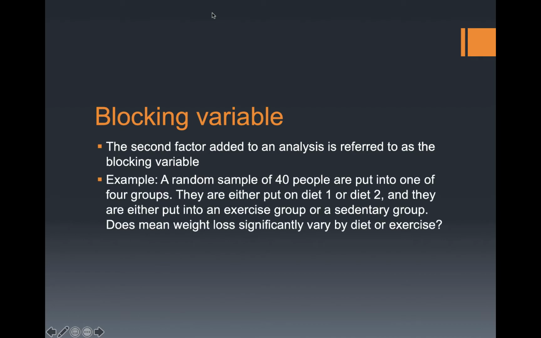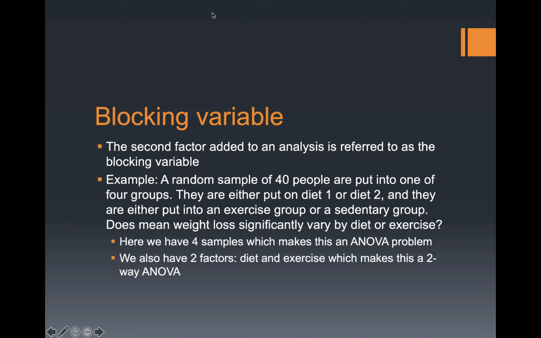Let's work through this example throughout the lecture. A random sample of 40 people are put into one of four groups. They are either put on diet 1 or diet 2, and they are either put into an exercise group or a sedentary group. Does mean weight loss significantly vary by diet or exercise? We've got two factors here: the diet factor, and the exercise or sedentary factor. Here we have four samples, which makes this an ANOVA, and we have two factors, diet and exercise, which makes this a two-way ANOVA. Note in this example, we have one weight for each diet and exercise group.